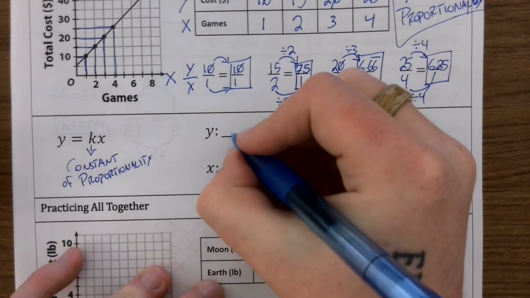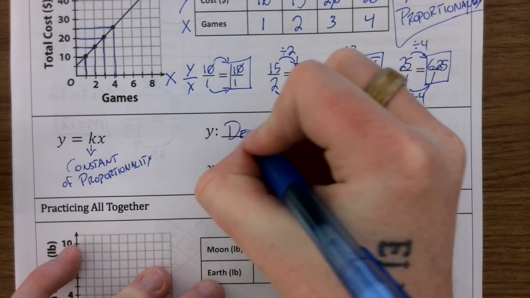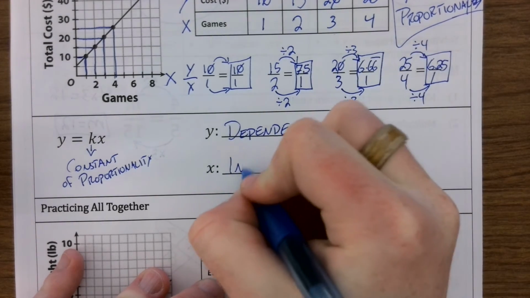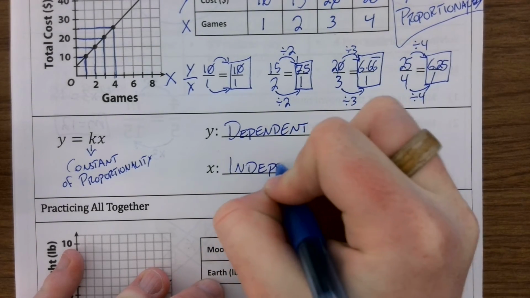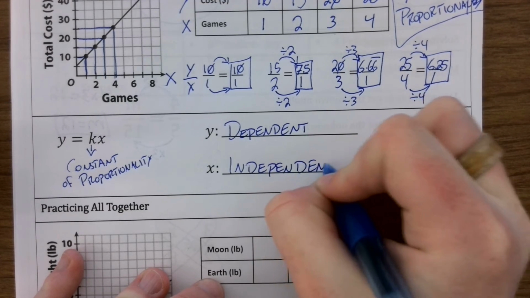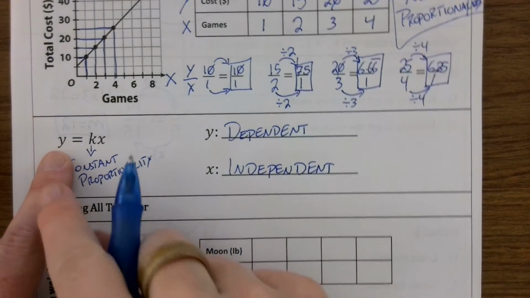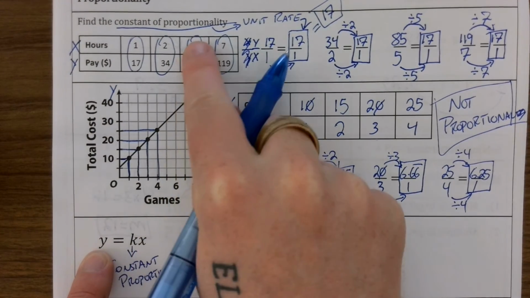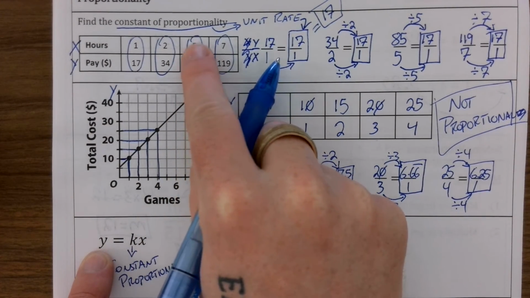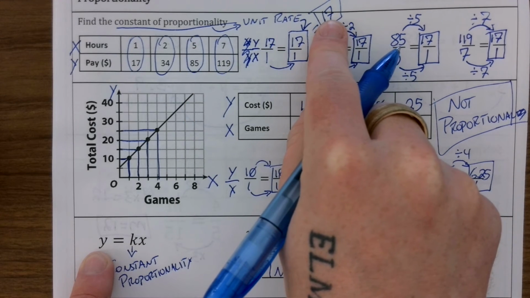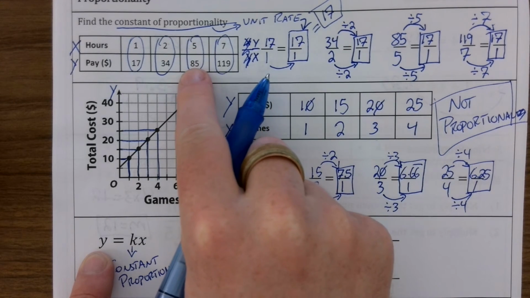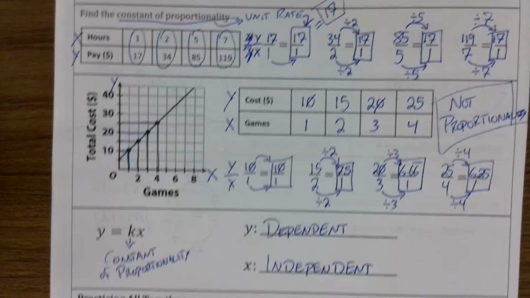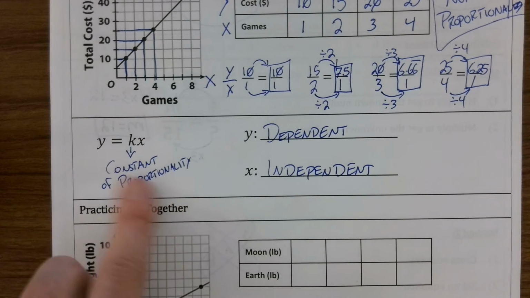Our y is what we call our dependent variable. And our x is our independent. What happens to y depends on what we do to x. If I work for 5 hours, for example, we're going to multiply 5 times 17, our constant proportionality, to get $85. 17 times 5 equals 85. So when you write equations, this is the form we're going to use for now.